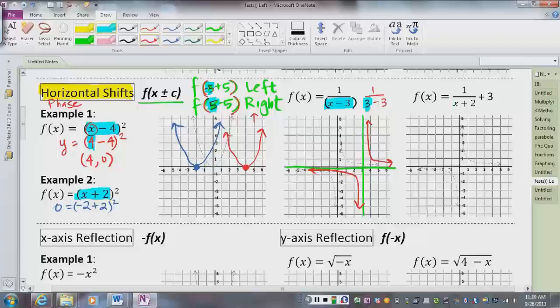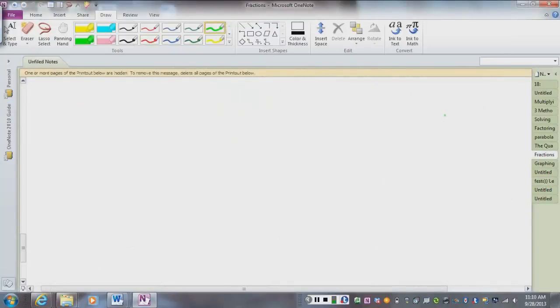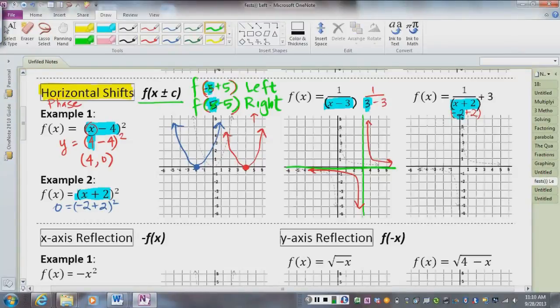Same idea. How can I make this piece be 0? That's gonna give me my vertical asymptote. Excuse me. The denominator equals 0 when x is negative 2. So what that tells me is my asymptote is shifted to the left 2 units. Oops, let me go back. My asymptote is shifted to the left 2 units.